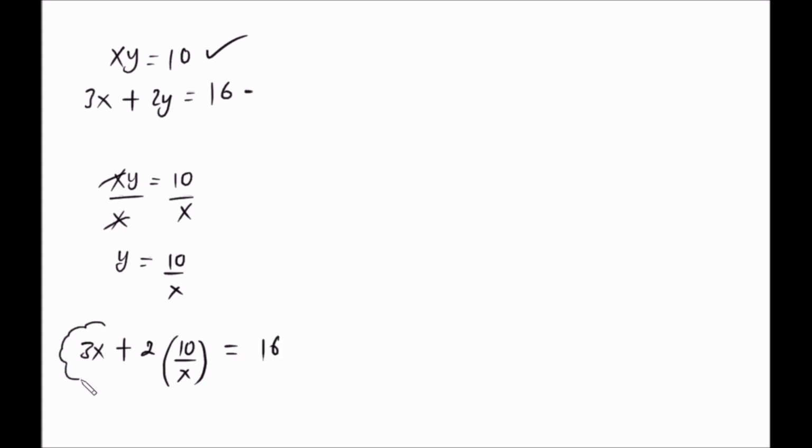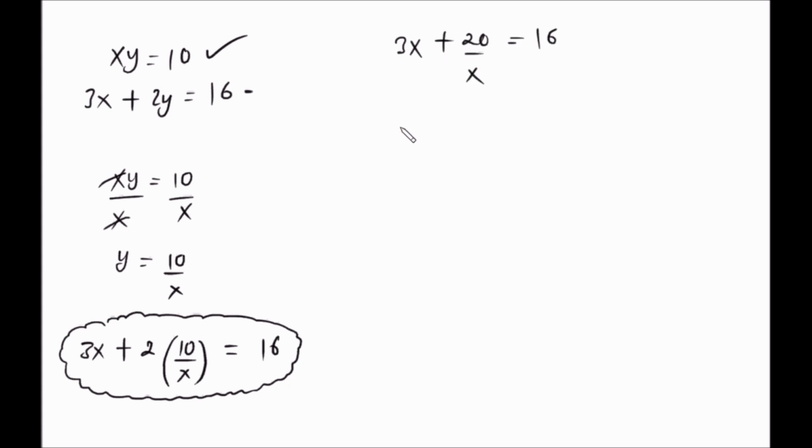So here I can find the value of x. So this is just going to be 3x plus 20 over x is equal to 16. So it's just 3x squared plus 20 is equal to 16x. So this is just 3x squared minus 16x plus 20 is equal to 0. So this is a quadratic, and I can look for x here.